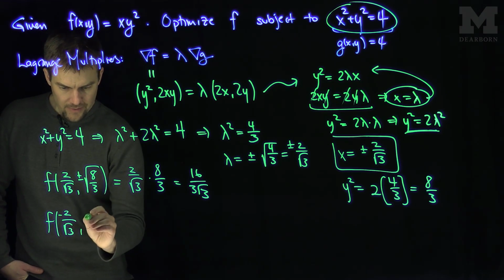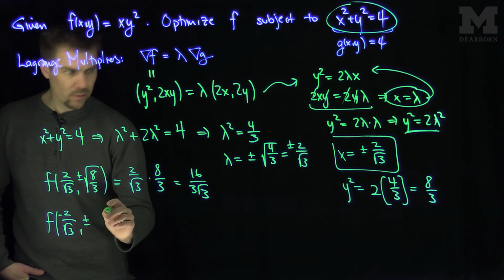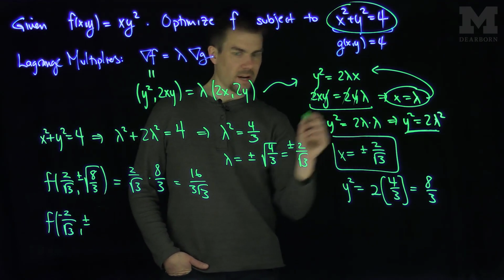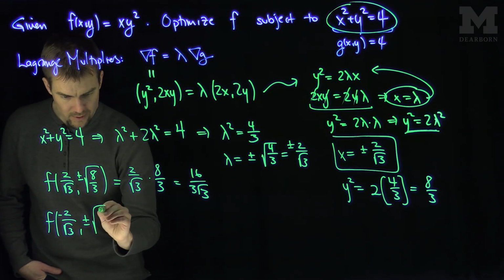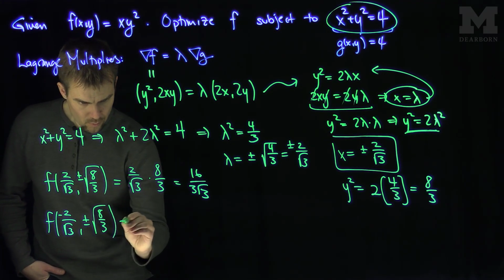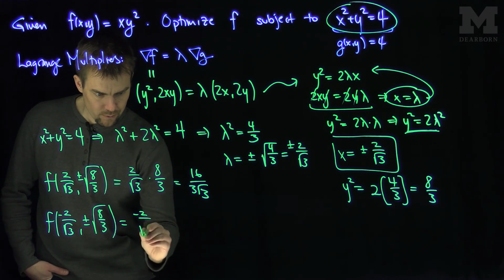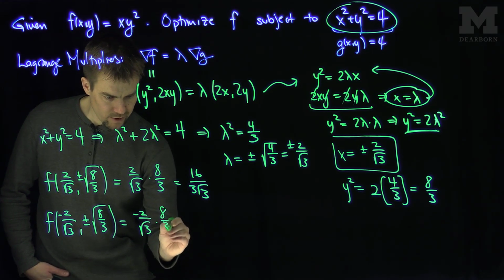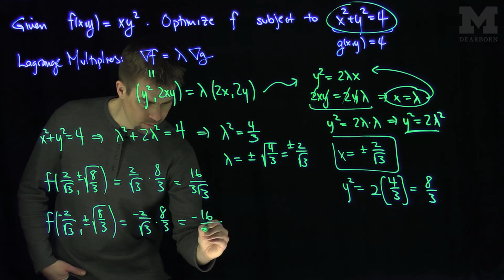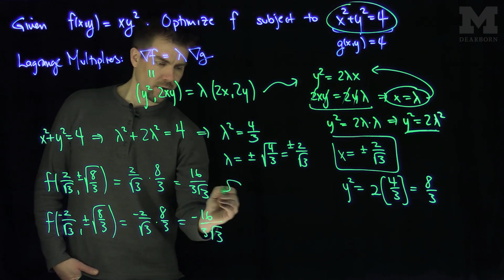And if I look at f of negative 2 over root 3, the other point, and then either plus or minus the square root of 8 over 3, since y squared is still 2 lambda squared, what we'll have is a negative 2 over root 3 times 8 over 3. So we'll have a negative 16 over 3 root 3.